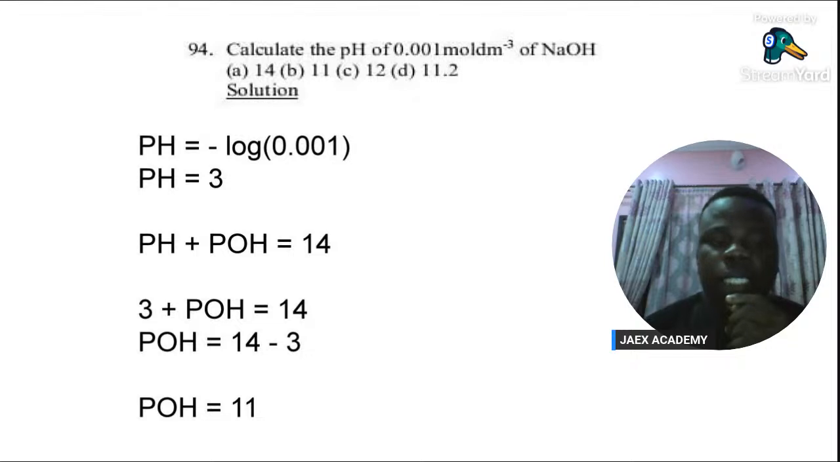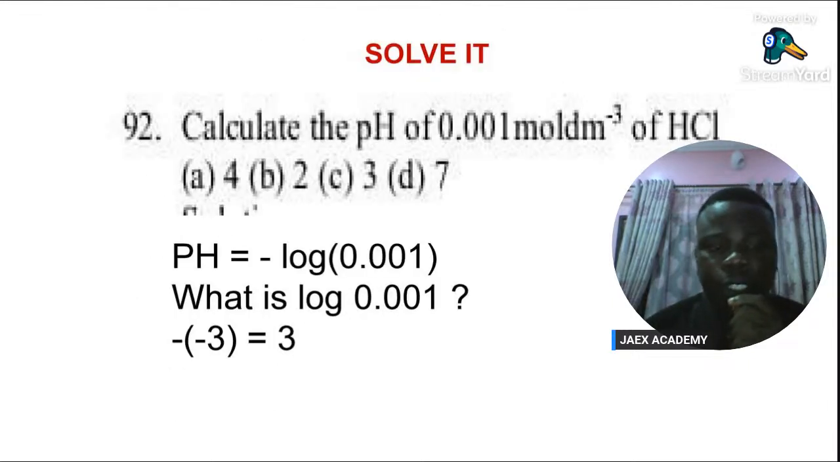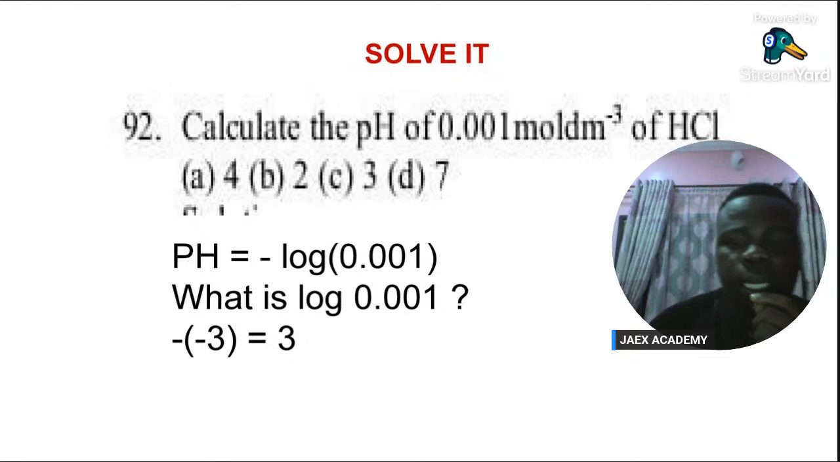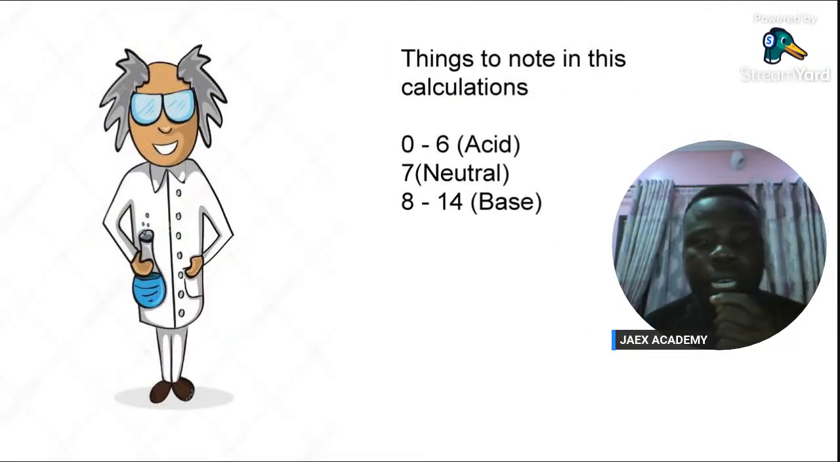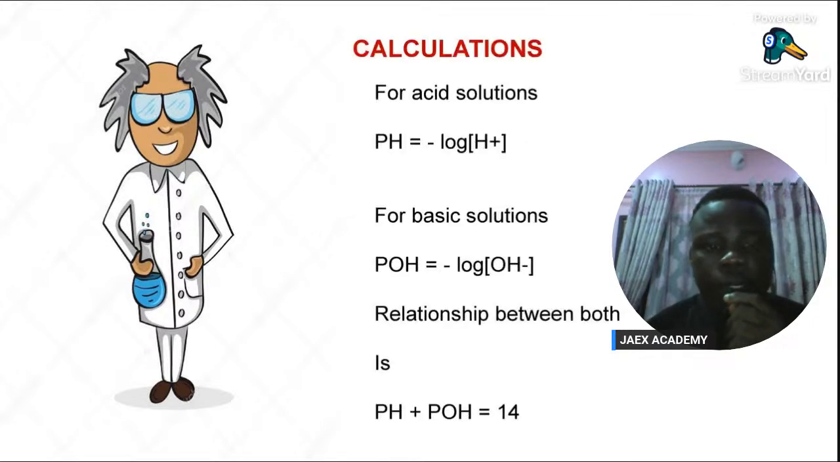Now remember that there's a formula that says pH plus pOH is equal to 14. Okay, let me go back to refresh your mind. So this is the formula. You can see below we have pH plus pOH is equal to 14. Now they gave us a pH value and they said we should calculate pOH. Now it is a problem. So for us to solve this example, we have to calculate the pH value first.